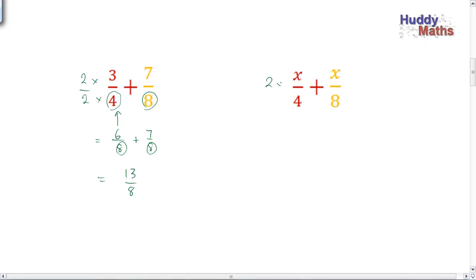Well, x just stands for a number. So yes, we can. And we get 2x/8 plus x/8. And they are all 8s. So we've got 2x, lots of them, plus x. We've done this before. That's 3x, lots of something. 3x, lots of 8. Eighths.